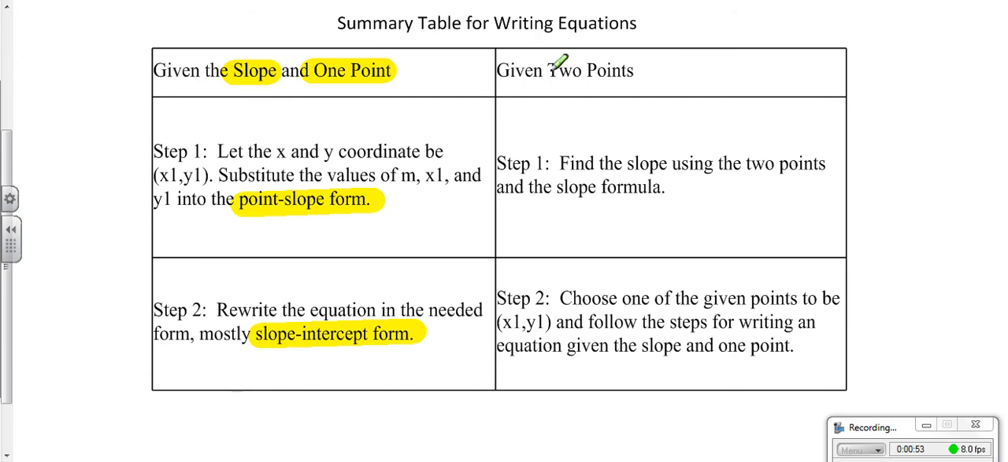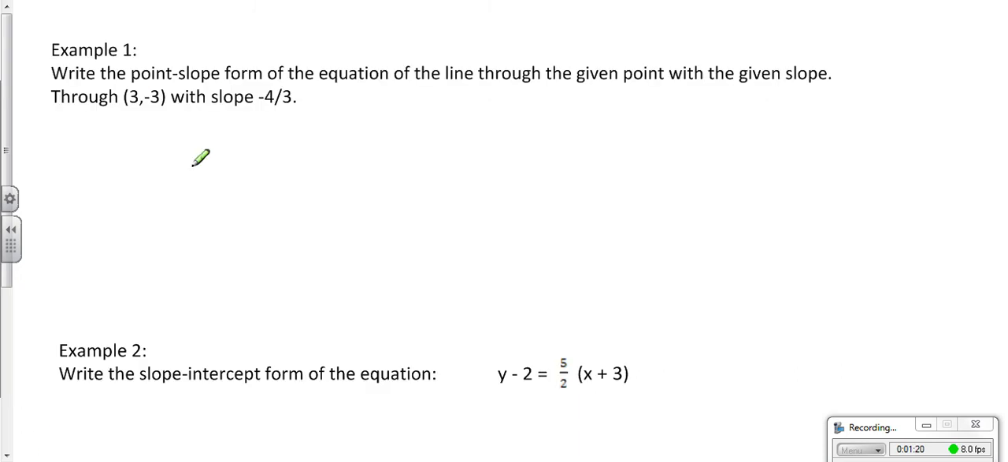If you're given 2 points, then find the slope using the slope formula, and then you'll be back to what you had before, the slope. Then just use one of your 2 points and put that into the point-slope form, and then find the equation from there, just like you had done in the previous example. Let's take a look at a couple examples.